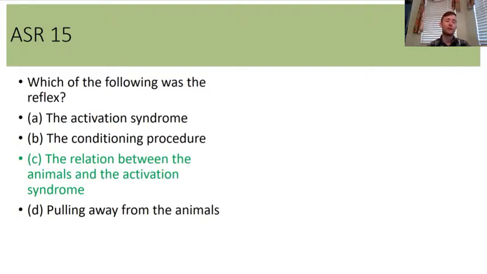So anyways, it's the relation between the reflex response and the presentation of those animals, because the animals were once neutral stimuli with respect to the activation syndrome in little Albert, and then they became conditioned elicitors through the pairing procedure. And so if you answer D, well, pulling away from the animals is something else. Even if it was respondent behavior, this would just be the response part of the reflex. The reflex is the reliable relation between the CS and the CR.